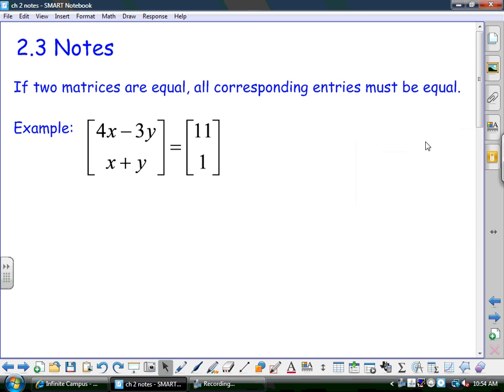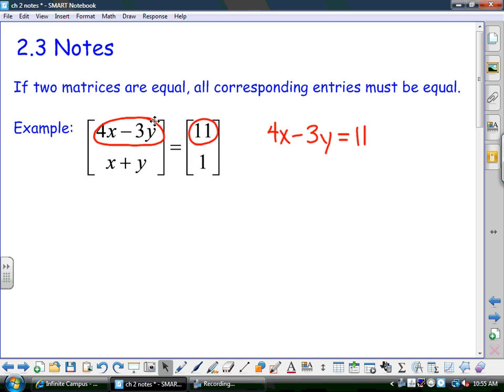A quick review of matrices. First of all, if two matrices are equal, all corresponding entries must be equal. So if these two matrices are equal, the number that's in row 1, column 1 of this matrix has to be equal to the number that's in row 1, column 1 of that matrix. So we have the equation 4x minus 3y equals 11.